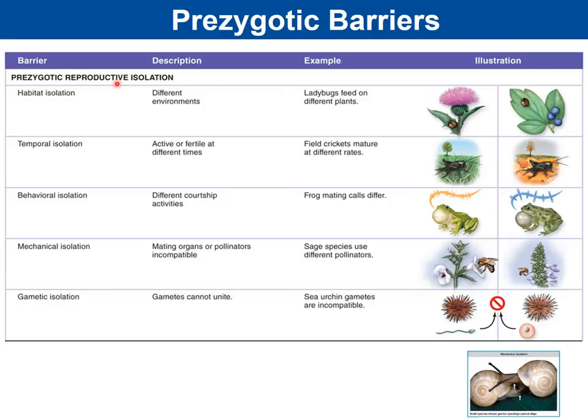So let's look at the different types of prezygotic barriers. And the first prezygotic barrier is going to be our habitat isolation. And again, the habitat is the environment in which an organism lives. And so when we talk about habitat isolation, it means that they live in two different environments. Again, maybe one lives in water and one lives on land. Those would be unique habitats that don't overlap. In this example here, these ladybugs feed on different plants. And because they feed on different plants and they live in these different environments, they are reproductively isolated and they're not going to be able to breed and they're not going to produce fertile offspring.